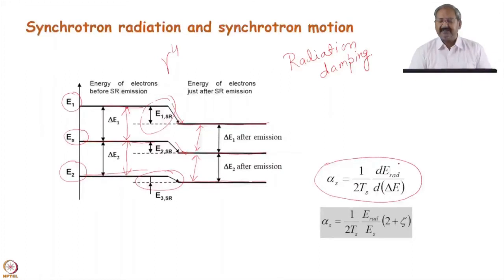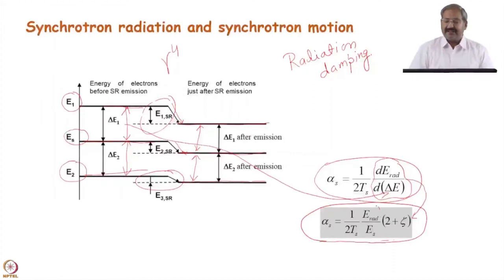Here you can see the derivative of dE radiation by delta E, because there is a delta E term, so the damping coefficient will depend on the delta E energy deviation, and when we differentiate it, we come out with this number. So this is the damping coefficient in the longitudinal plane.